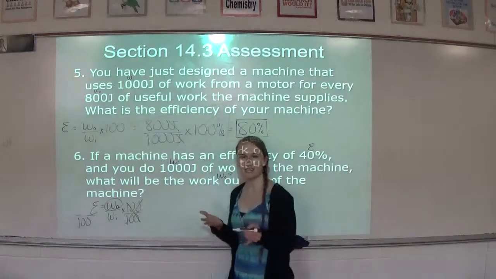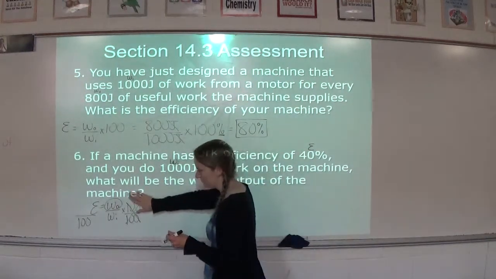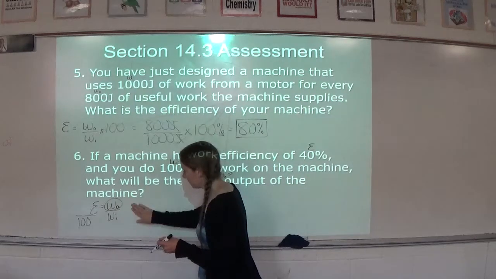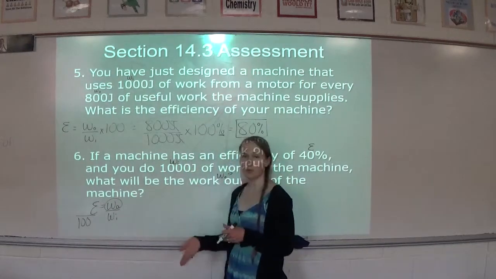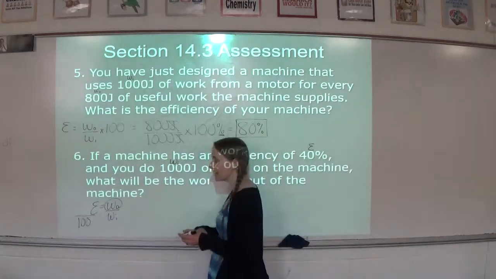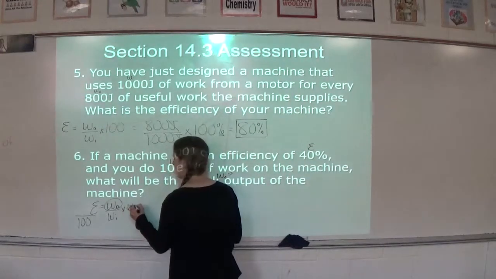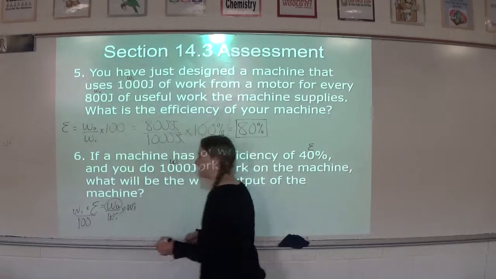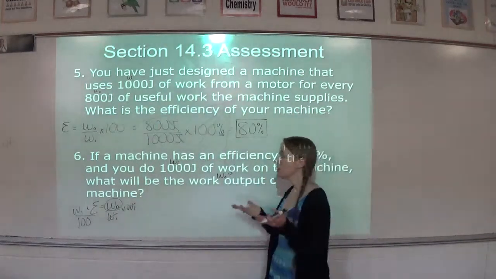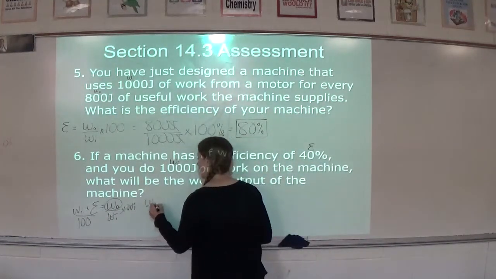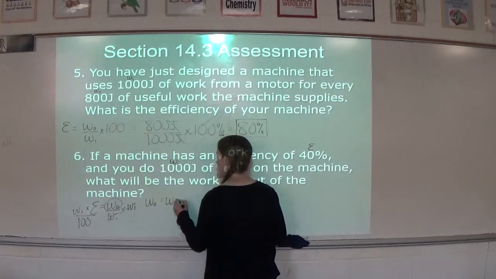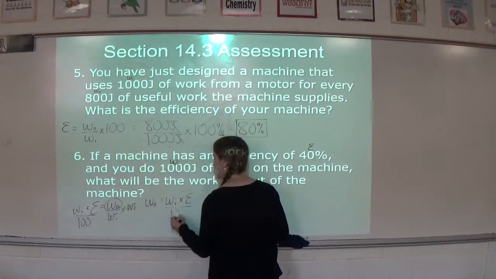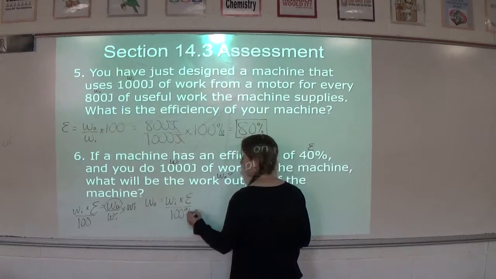To make it easier for you to visually see, I'm going to erase them. So they have canceled on this side. Now I've got to get work input on the other side. Right now we're dividing by it, so the opposite of that is multiplying. So I multiply both sides by work input. Then they cancel. What I'm left with is work output is work input times efficiency over 100%.